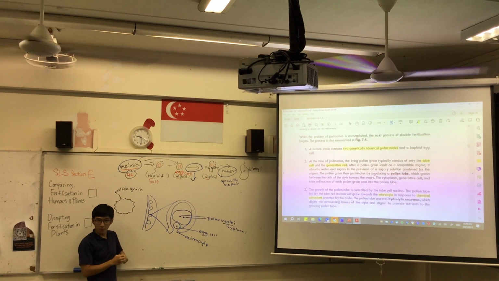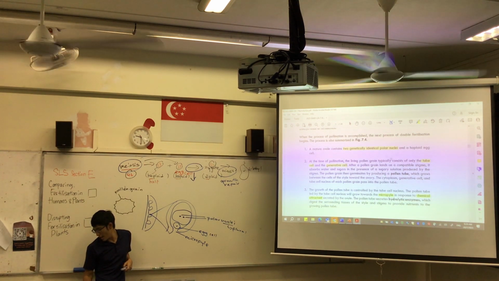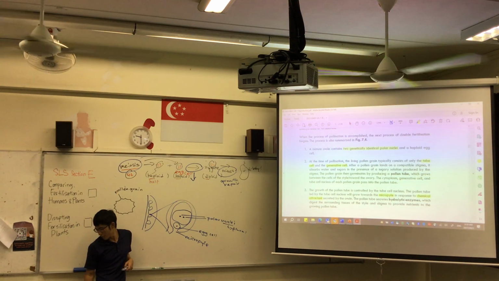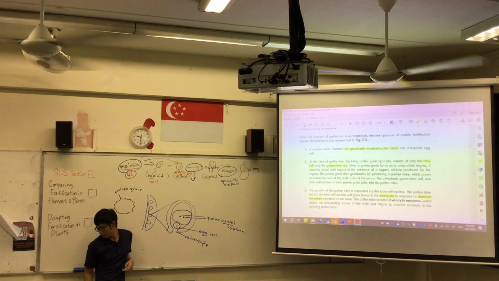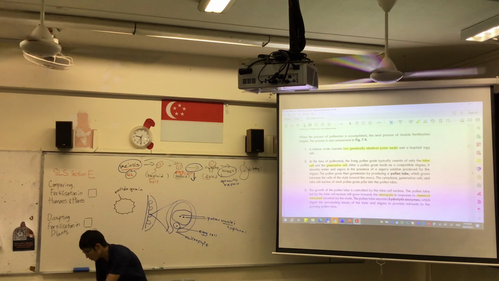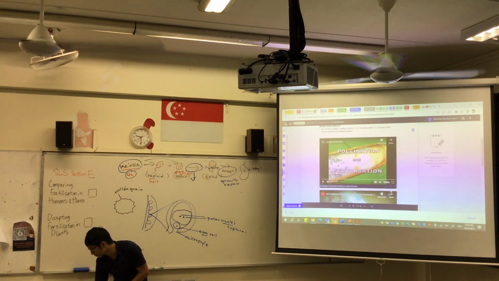So let's look at some of the vocabulary. First and foremost, it says a living pollen grain consists of only the tube cell and the generative cell. How do we make sense of this? Let's look at the video again. Perhaps it will give us a clue.